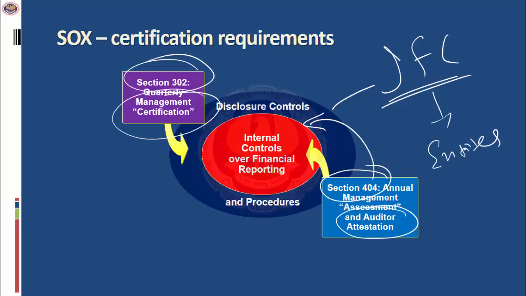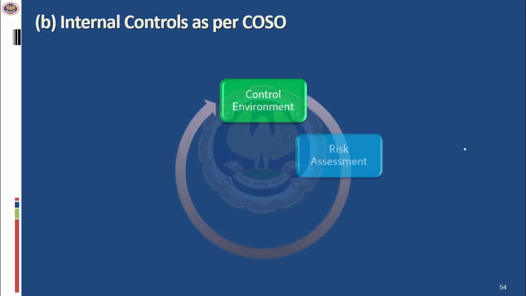And incidentally, ICA has also brought out a new publication on IFC for smaller entities, because they may not be able to have all the controls, or the rigors of controls applicable to large enterprises may not be applicable for small enterprises. Let's look at internal controls as per COSO.